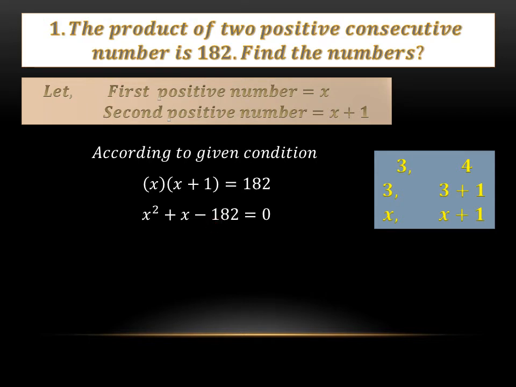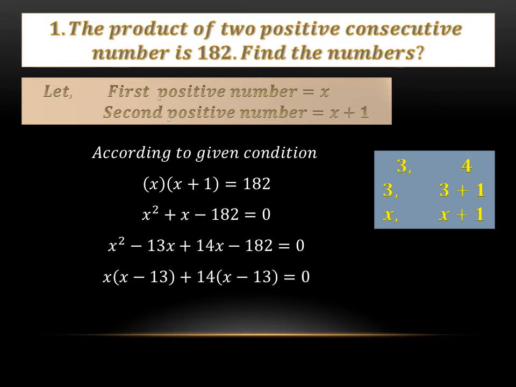From here onwards, you can apply the quadratic formula, or you can break the middle term. I'll break the middle term because it is, I think, the easiest way. 13 and 14, multiplying 13 with 14 will become 182, but subtracting 13 from 14 we will get 1x. So I will write x square minus 13x plus 14x minus 182 equals 0.